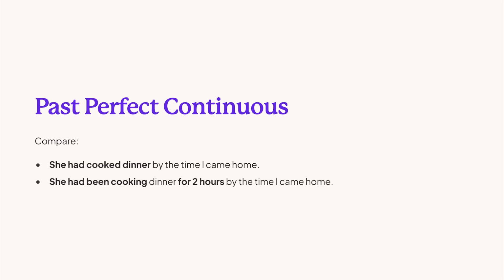Compare. One: She had cooked dinner by the time I came home. The emphasis is on the result. The action was completed. The dinner is waiting for me on the table. Two: She had been cooking dinner for 2 hours by the time I came home. The emphasis is on the duration. She spent the whole 2 hours doing it, and when I came home, I saw her in the process of cooking. So, the present perfect continuous shows an action that has continued up to now. The past perfect continuous shows an action that had continued up to a certain event or time in the past.